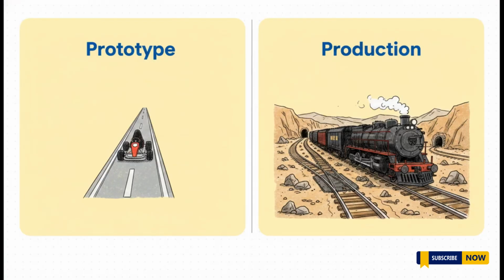What's the difference? A prototype just has to work once on a nice, clean, simple task. But a production system has to handle insane complexity. It has to run for days, maybe weeks, and it has to be unbelievably robust. It's kind of like the difference between a go-kart and a freight train. Yep, they both move, but one is built for a whole different level of punishment.